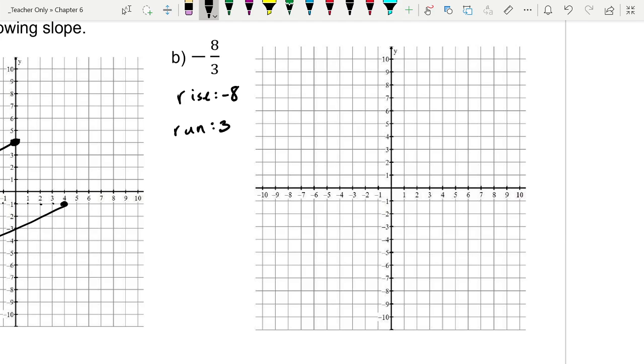Okay, let's pick a spot to start. Let's start over here. Well, if I have to go down 8, I better make sure I start somewhere up here. So let's start at negative 6, 1. There's a good spot to start. We'll start at negative 6, 1. So I'm going to rise negative 8. So that means I'm going down 1, 2, 3, 4, 5, 6, 7, 8. And then I run over 1, 2, 3. So there's my line. I'll try to draw a straight line here.